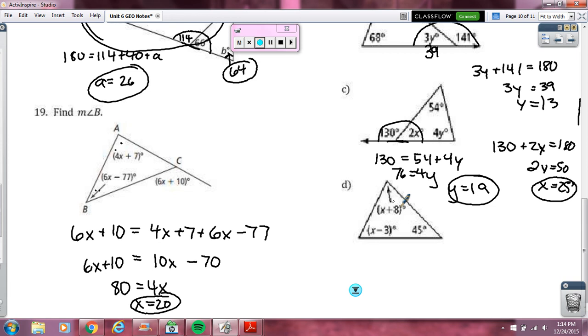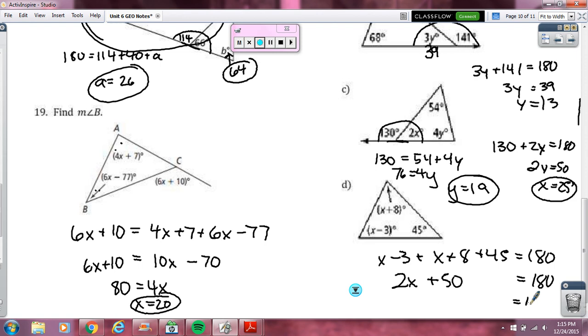And finally, I have three interior angles, and I would know that if I add them up, I should get 180. Alrighty, so we'll combine some like terms. 2x, negative 3 and positive 8 gives me 5, plus 45 gives me 50. 180 minus that 50 gives me 130. And then if I do 130 divided by 2, I get that x is 65.